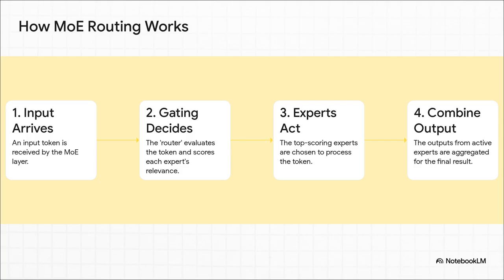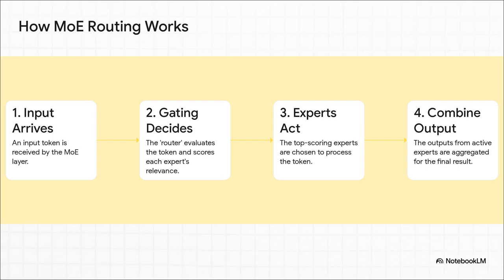So, here's the play-by-play. First, an input arrives, let's just say it's a word or a token. The gating network, which is really just another tiny neural network, looks at that token and gives every single expert a score, like how useful are you for this word? Then, the experts with the top scores, usually just one or two, get activated. They do their thing, process the token, and then their answers are all blended together to create the final output.